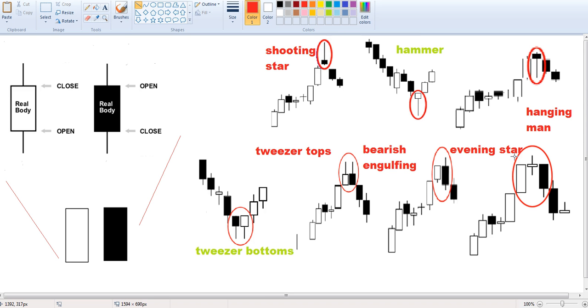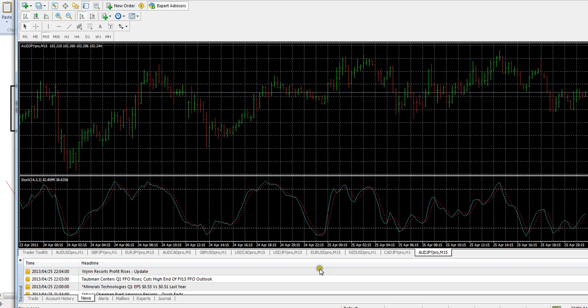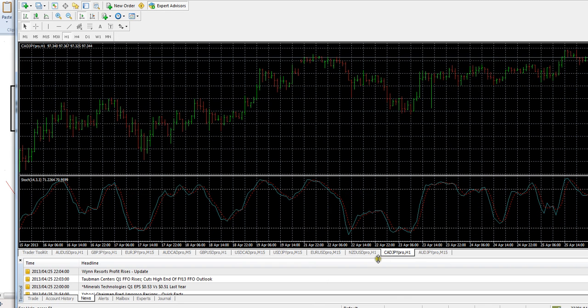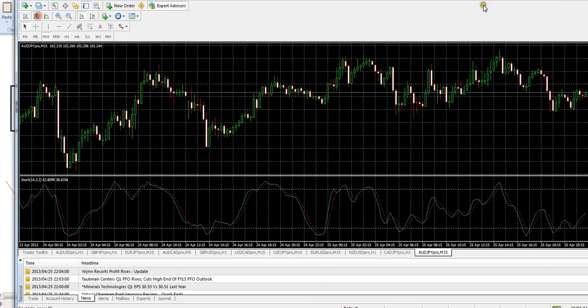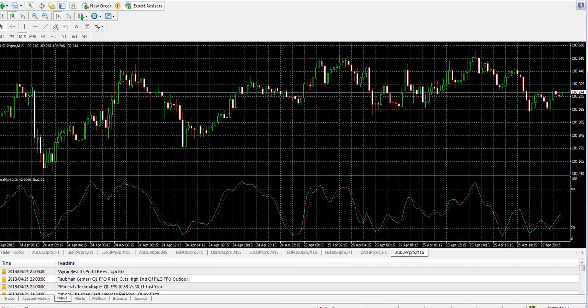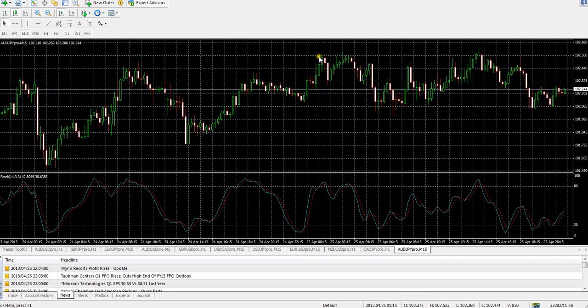Like I said, this is going to be pretty short. Let's go over to MetaTrader and see if we can find some. Right now I have bars on most things. Let's look for something that's pretty wavy in action. Let's change this to candlesticks, shall we? So, look, tweezer top.